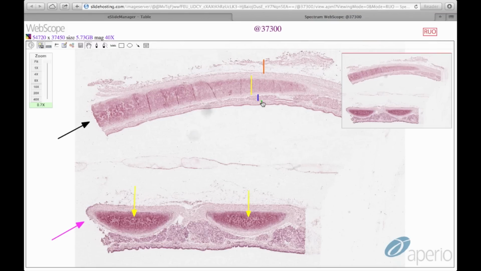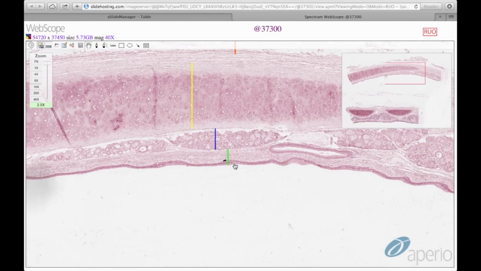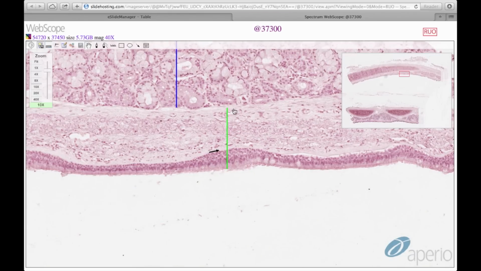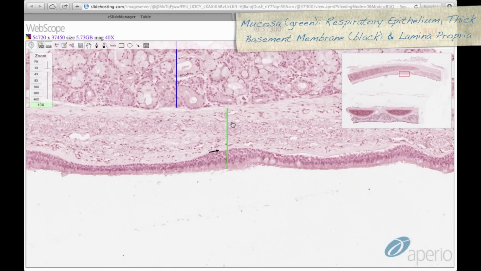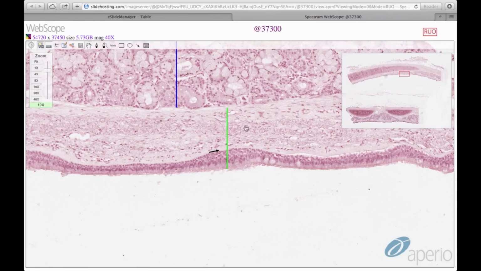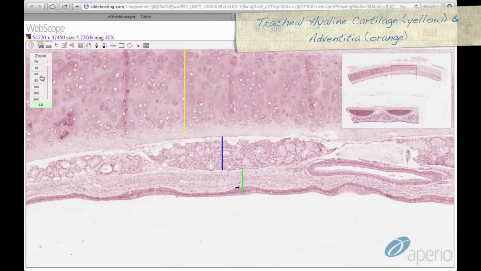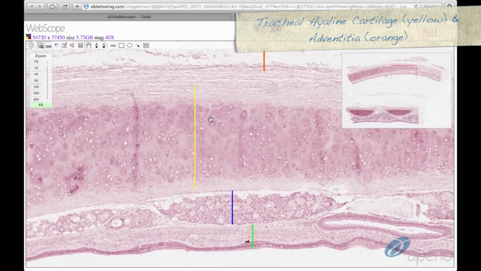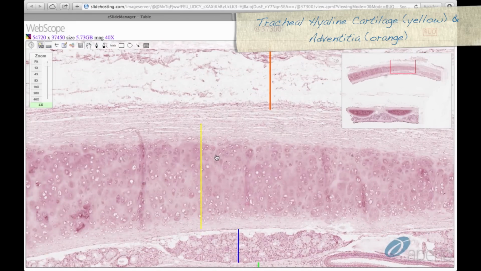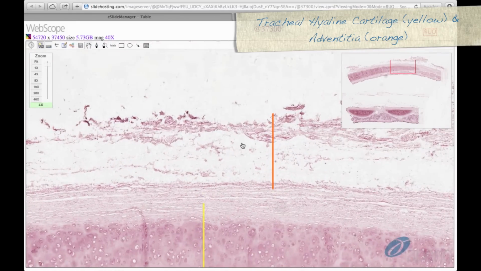Let's zoom in to examine the wall of the trachea, which is composed of 4 layers. First, the mucosa, spanned by the green line, is composed of respiratory epithelium, a thick basement membrane seen at the black arrow, and the lamina propria. The submucosa is spanned by the blue line and contains mucus-secreting glands that facilitate the movement of particles along the respiratory tract. Hyaline cartilage of the tracheal cartilage is seen here spanned by the yellow line, and the adventitia is spanned by the orange line and is composed of connective tissue that adheres the trachea to adjacent structures.